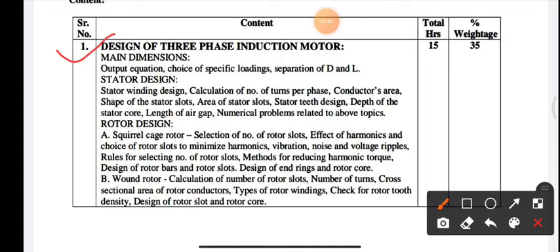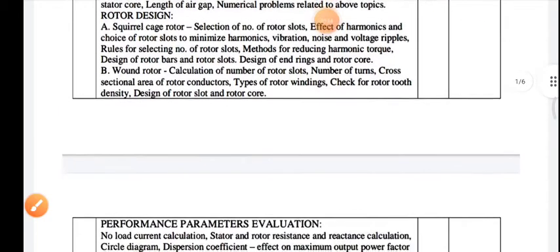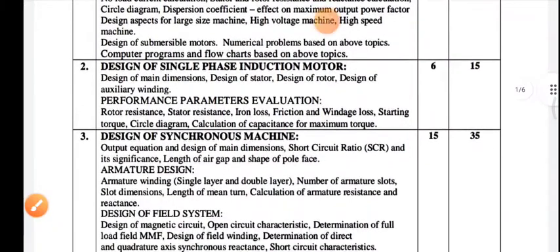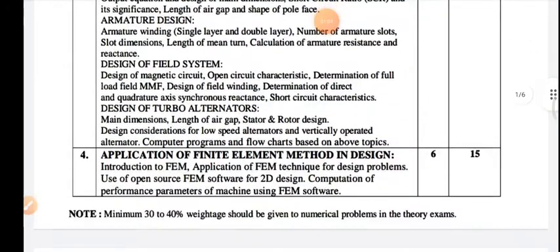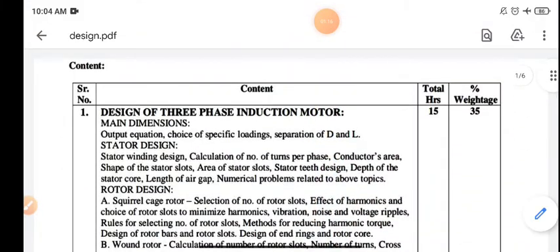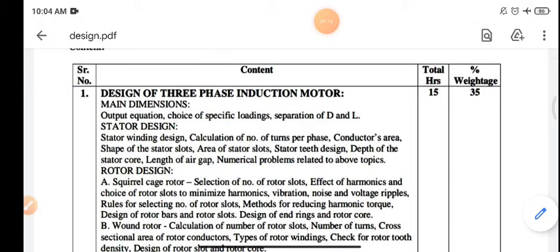As we all know, the machine generally consists of two main components: one is the rotating part, which is the rotor, and one is the stationary part, which is known as the stator. Moving forward, in the second unit we will have the design of a single phase induction motor. The third unit is about the design of a synchronous machine, and the last is the application of the finite element method in design, which is one of the methods used to design AC machines. Today we will start with the design of a 3-phase induction motor, that is unit number 1.